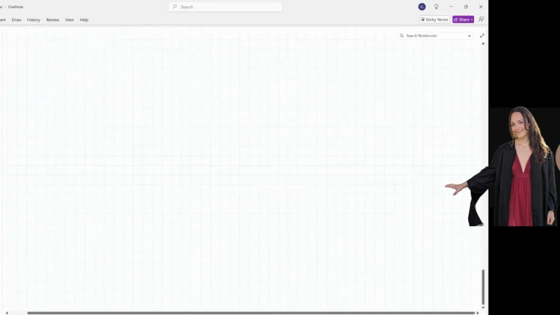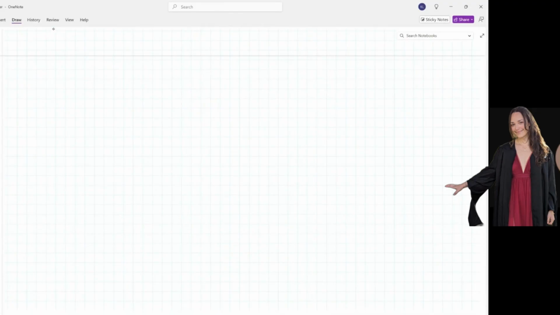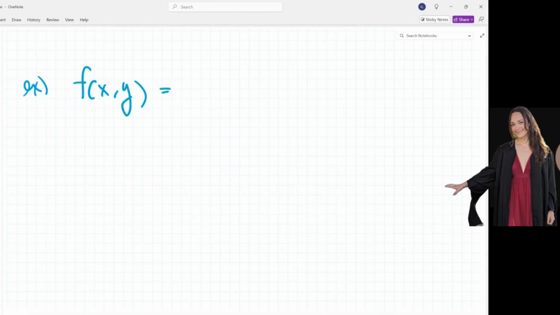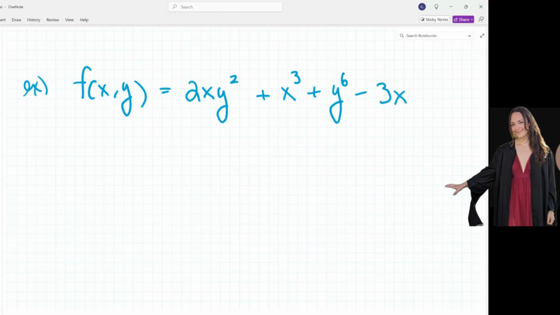Okay, so let's look at our example. Here again, we have f of xy, and this equals 2xy squared plus x cubed plus y to the power of 6 minus 3x cubed y squared. Initially this might look like there's a lot going on, but I promise as we go through it, it's going to be quite easy to follow.